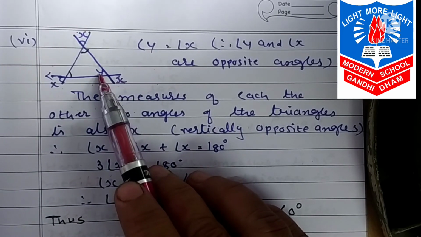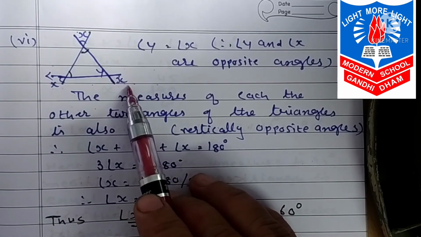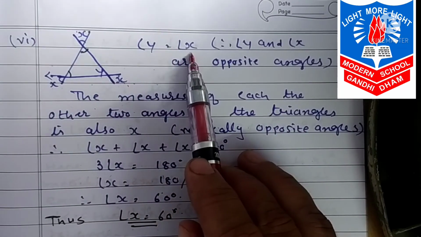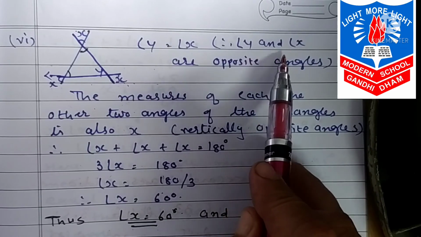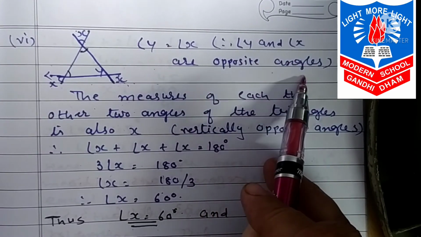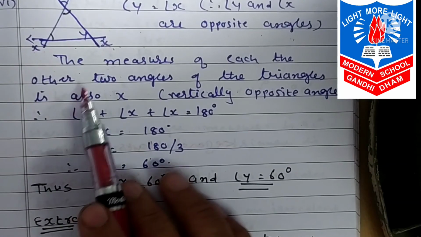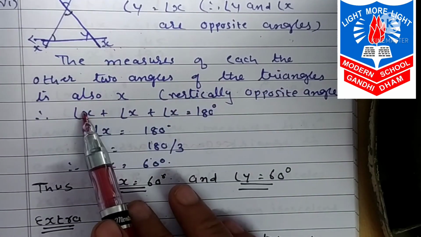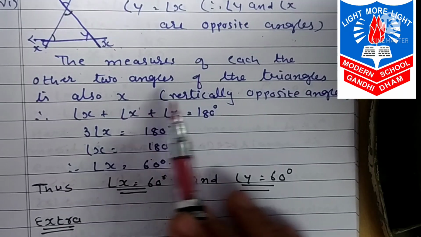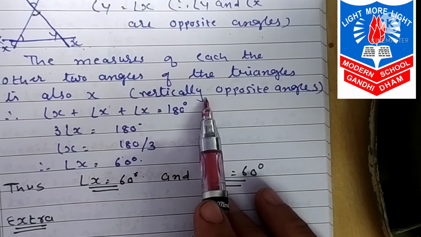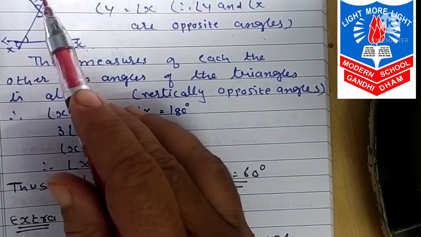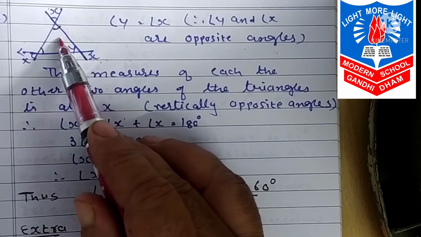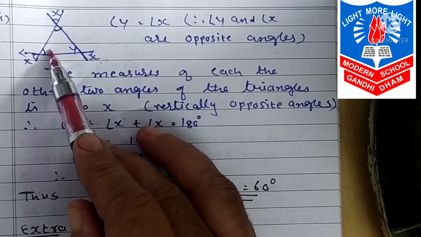Sixth one, see here in the figure, y and x are opposite angles. It means the measures of y and x are both the same. So y is equal to x, in brackets we write y and x are opposite angles. Then we write the statement, the measure of each of the other two angles of the triangle is also x. In brackets we write vertically opposite angles. See here, vertically opposite angle. So here the value is x, here also x, here x, then here also x.